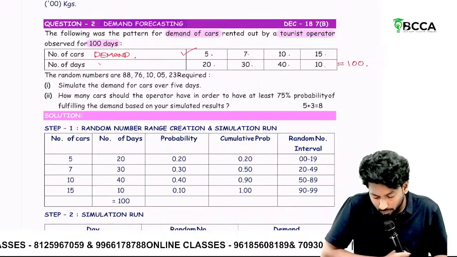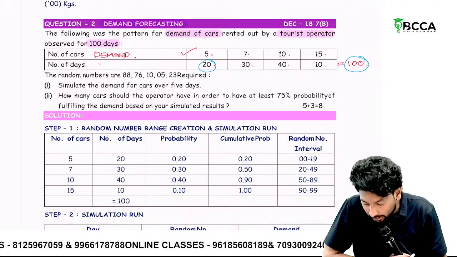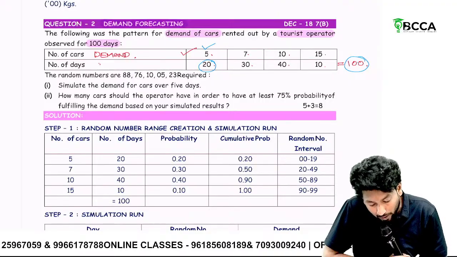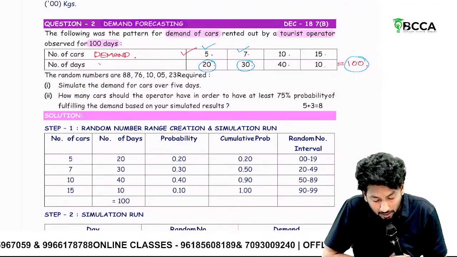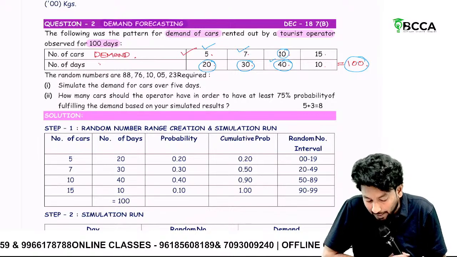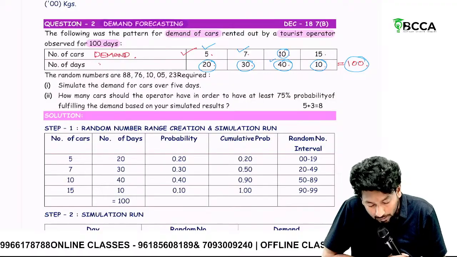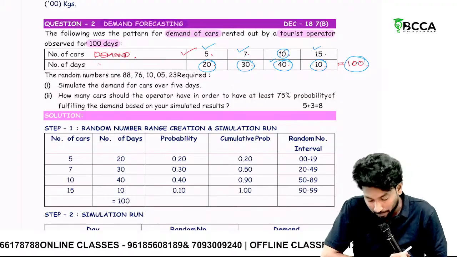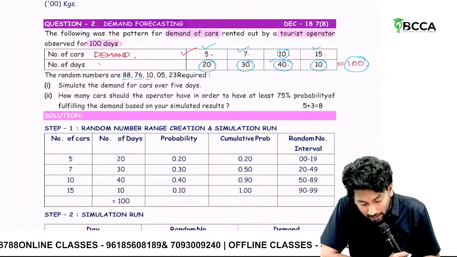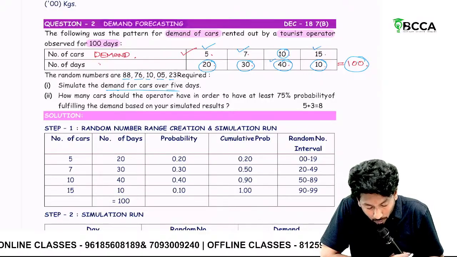See, out of 100 days, for 20 days, 5 cars demand was there, sir. Out of 100 days, for 30 days, 7 cars is the demand. For 40 days, 10 cars is the demand. For 10 days, 15 cars is the demand, sir. The random numbers 18, 88, 76, 10, 05, 23 are required to simulate the demand for cars over 5 days.